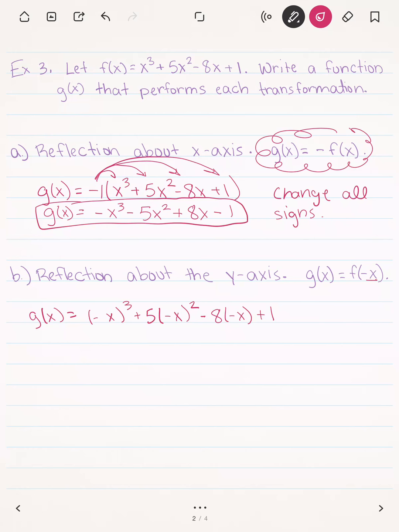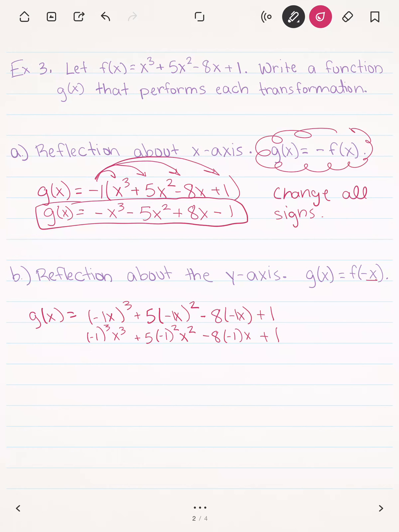And the 1 does not get a negative x because it does not have a variable with it to substitute in a negative x. I can also look at it as these are negative 1 x's, so I need to cube it. I have negative 1 cubed x cubed. Here I have 5 times a negative 1 squared x squared. Here it's raised to the first power, so I can just multiply, but it's negative 8 times a negative 1 times an x, and then plus 1.